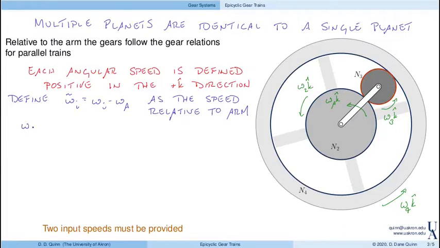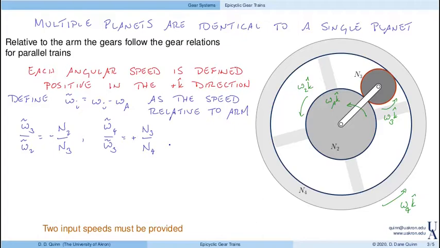For example, omega 3 relative to the arm, so that's omega 3 tilde divided by omega 2 tilde, is equal to minus N2 divided by N3. Right? So if I look again at the speed of gears 2 and 3 relative to the arm, we have our relationship as we developed previously. Likewise, if I look at omega 4 tilde divided by omega 3 tilde, so again, speed relative to the arm of this large external gear to gear 3, that's going to be plus N3 divided by N4.